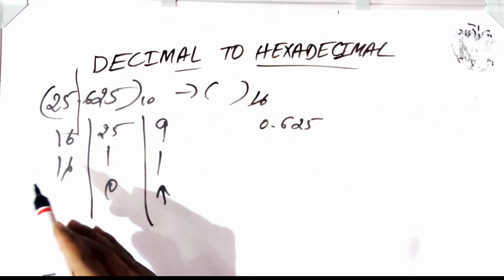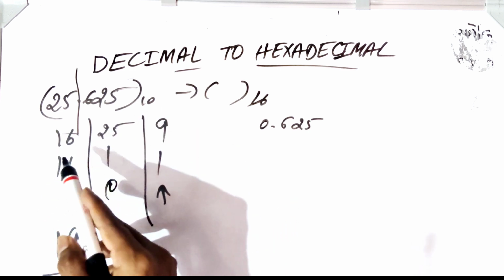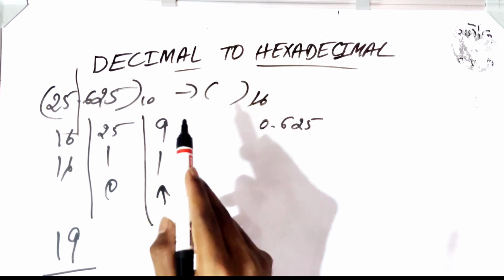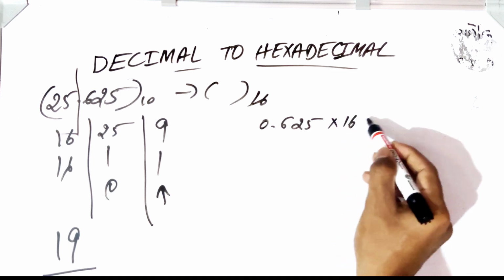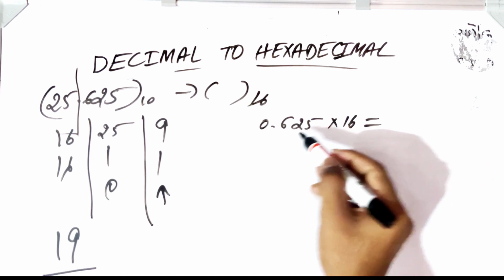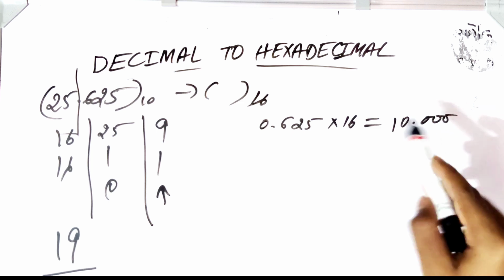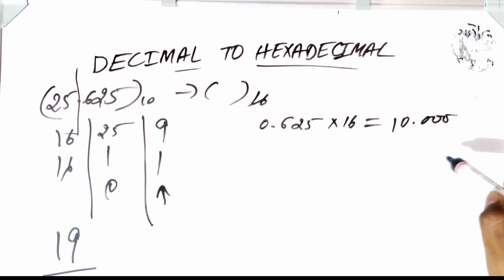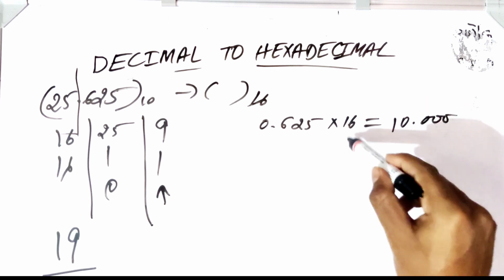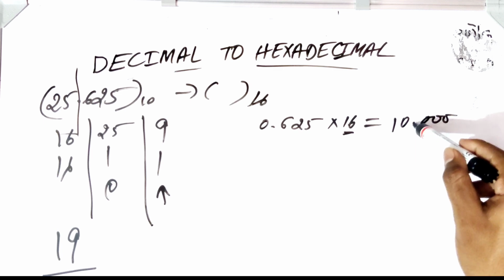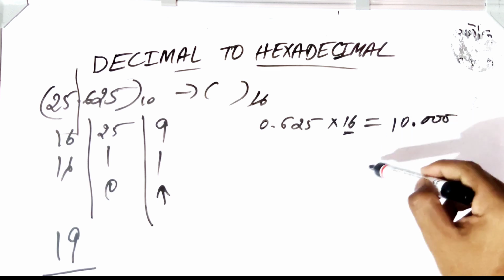So here, before the point we are going to divide by the base value, that is 16. After the point we are going to multiply with the base value, that is 16. 0.625 into 16 you get 10.000. The rule here is you should go on multiplying with the base value 16 until you get 0 after the decimal point.